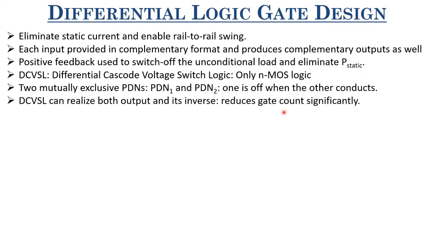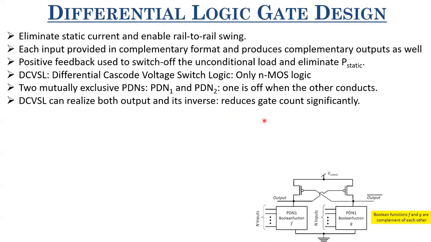The advantage of DCVSL is that it can realize both output and its inverse. If both output and its inverse are available, you definitely reduce the gate count by half, right? Because you would otherwise require another gate to realize its inverse, or at least an inverter to produce that. So the gate count is actually reduced. So this is how your DCVSL logic looks.